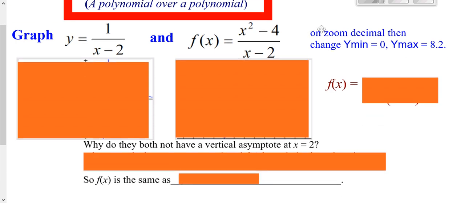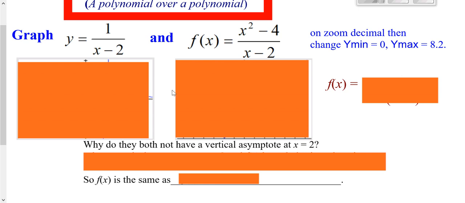So now, go to your calculator, go ahead and graph this. So go to the y equals, if you type it in without the fraction feature, go 1 divided by parentheses x minus 2. If you do have the fraction feature alpha y equals, go ahead and use that. And then graph it.